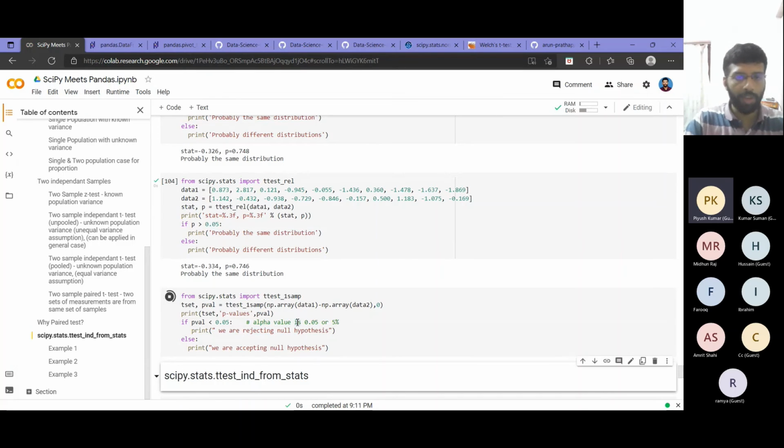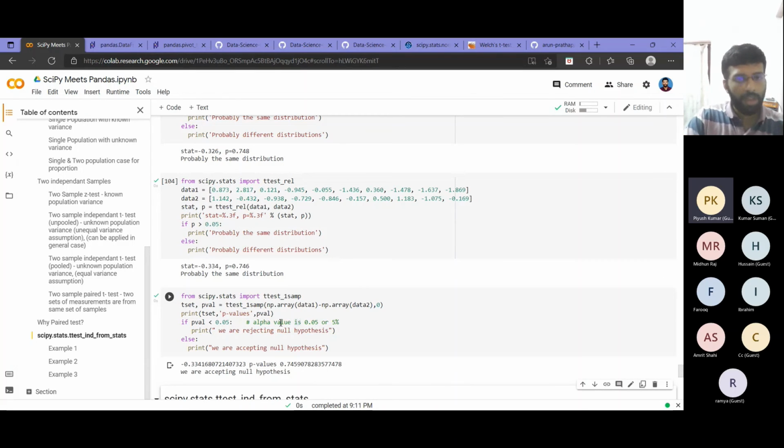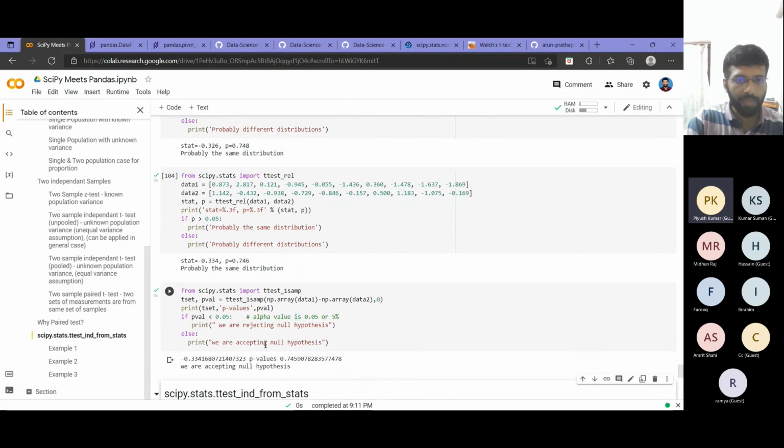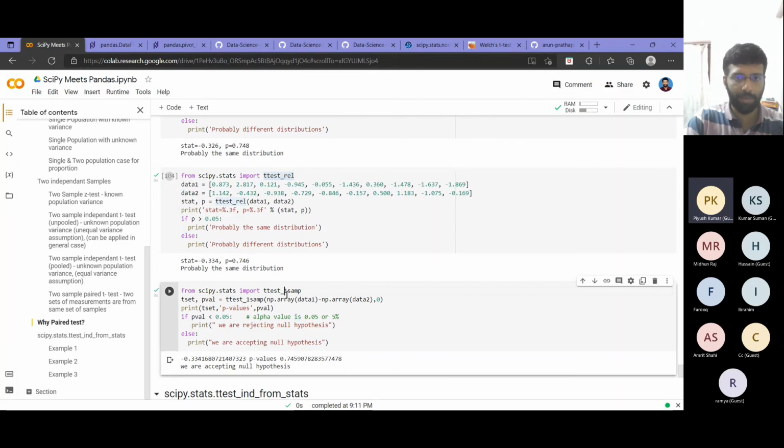And I am doing it with this thing. So I will get the same p-value as 0.745, 0.7459. Same p-value as I got in t-test RL as well as t-test one sample case. So that is this much.